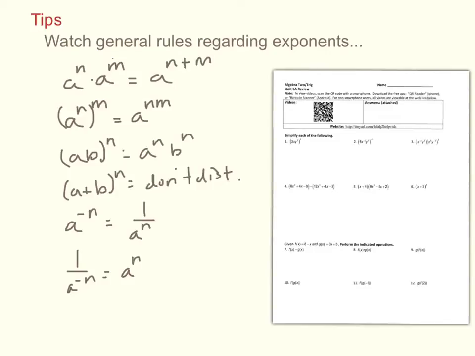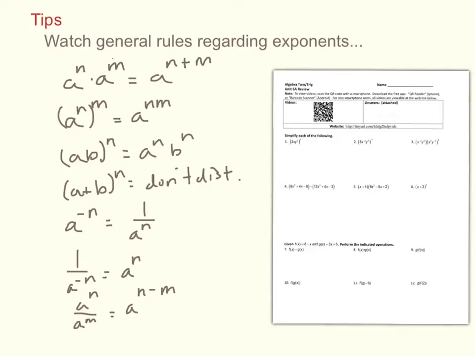Okay? And kind of going along the lines of product of powers, if you take a to the n over a to the m, then that would equal a to the n minus m. So you're going to subtract the bottom power from the top power. And those are just some real quick recaps of some things that you probably already know.